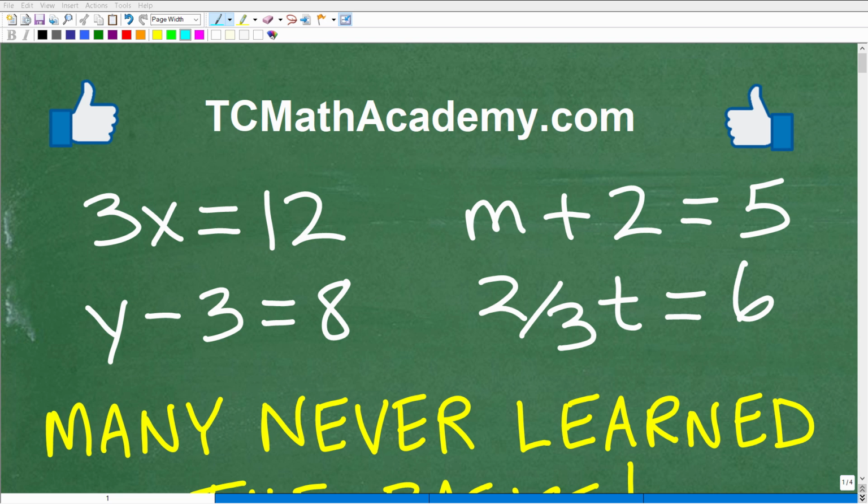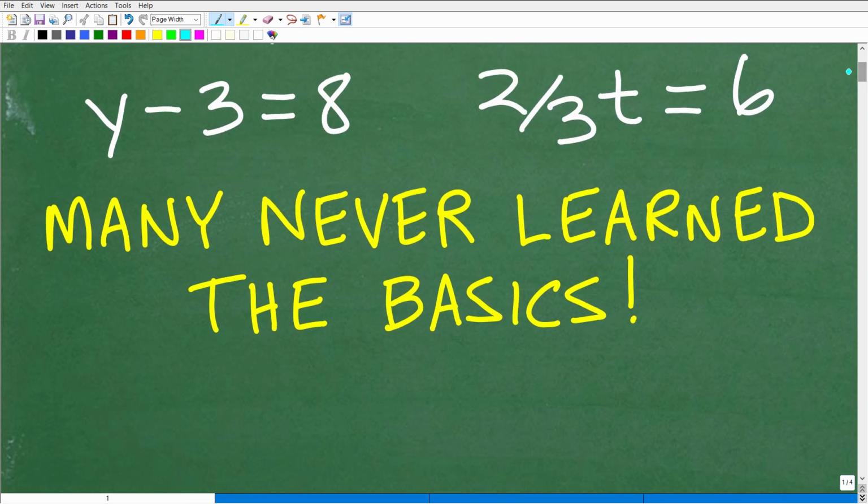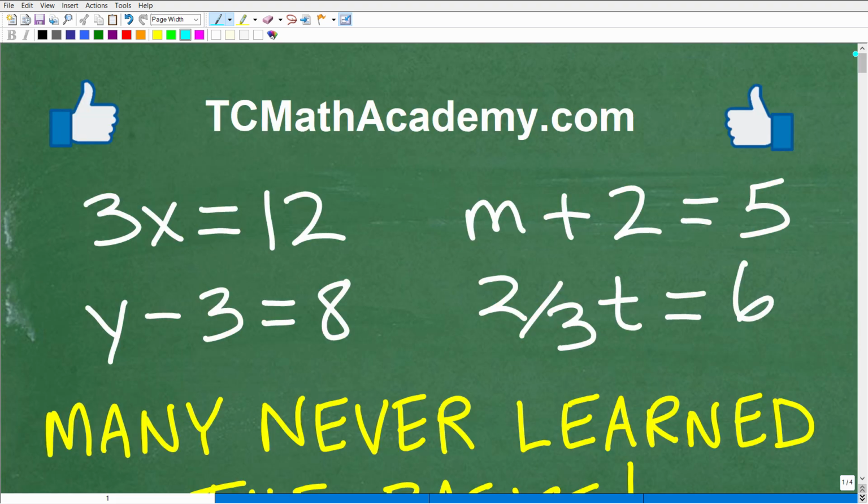Okay, so probably the number one reason why people struggle in mathematics is they never really learn the basics. Oftentimes, students breeze through the easy stuff, assuming they got the basics, the foundations down, when in fact they don't really understand the fundamentals as well as they should.